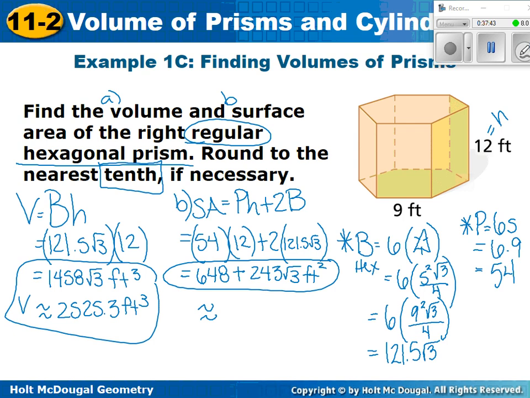Andy, question? Because the area of the base capital B was 121.5 square roots of 3. And then we plugged that in for capital B and multiplied it by 2. Does that make sense? Okay. And then you understand the 243 came from 2 times 121.5. Okay. So type this in. Tell me what you get to the nearest tenth.